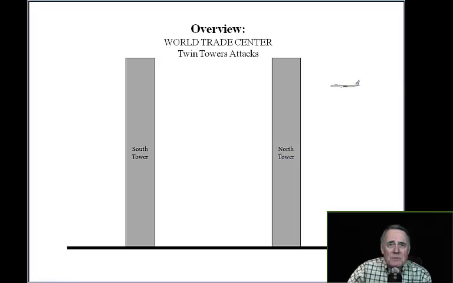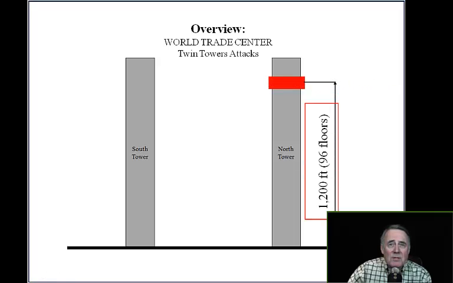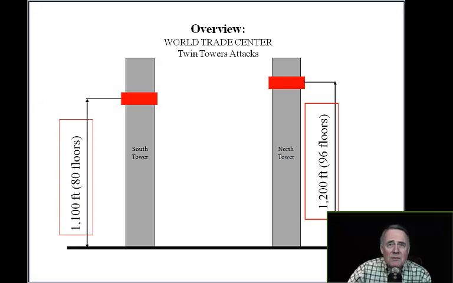The North Tower was the first attacked, with a hijacked jet crashing into it nearly a quarter of a mile, or 96 floors up. The South Tower was then attacked with a second hijacked jet 80 floors, or 1,100 feet up. These attacks essentially divided the people in the towers who survived the attacks into two zones.